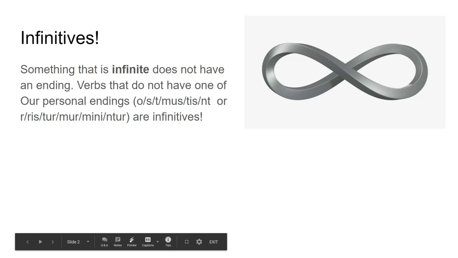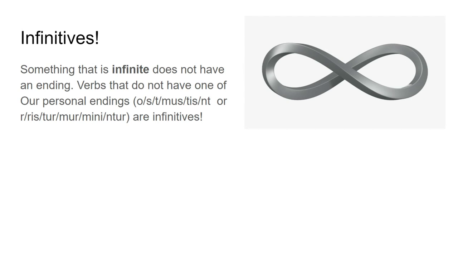Okay, cool. So this word infinitive comes from that same word that infinite comes from. And here I have an infinity sign, something you're probably familiar with. Something that's infinite doesn't have an ending, right? It goes on and on forever. And that's exactly true of the grammatical infinitive as well. They do not have one of our personal endings that shows a subject. So like -o, -s, -t, -mus, -tis, -nt, or for the passive, -r, -ris, -tur, -mur, -mini, -ntur, no endings. They go on and on. They're infinite, infinitives.